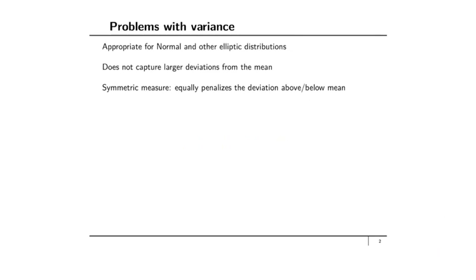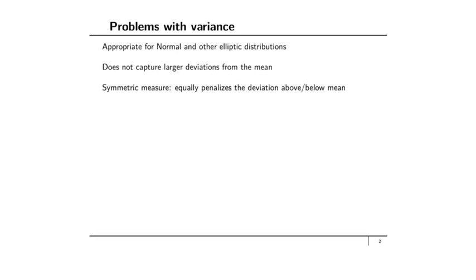Problems with variance. Variance is a risk measure which is appropriate for normal and other elliptical distributions. By elliptical distributions, we mean those distributions whose level sets of probabilities are ellipses. This is certainly true of normal, but it's also true for other distributions. And variance does not capture larger deviations from the mean. And in order to do that, we have to use higher moments like kurtosis, skewness, and so on.